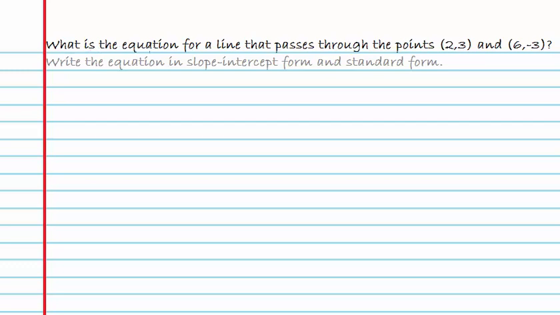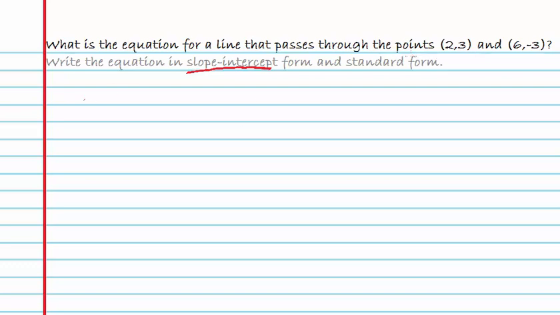It says, what is the equation for a line that passes through the points (2, 3) and (6, -3)? And we want to write the equation in slope-intercept form and standard form. So I'm going to start with slope-intercept form and then come back to standard form at the end.